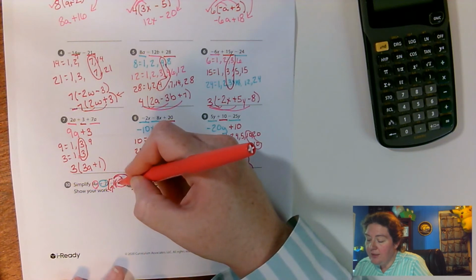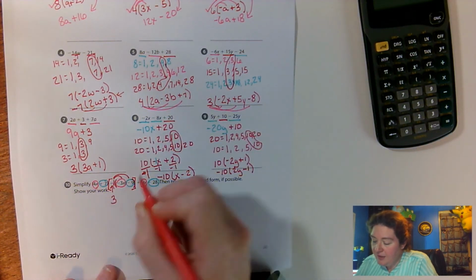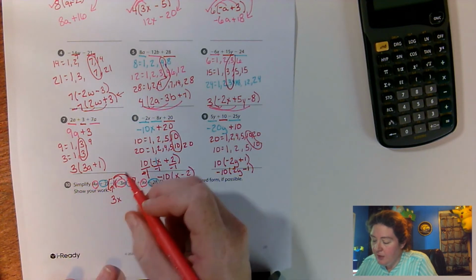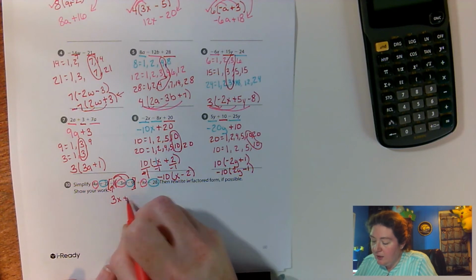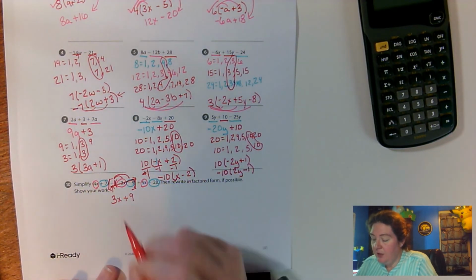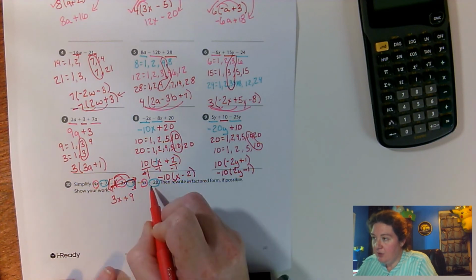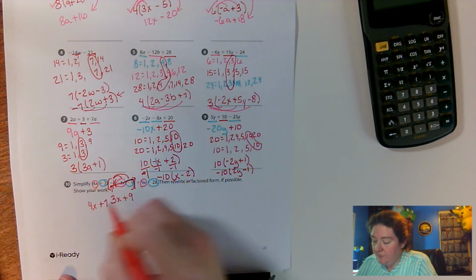Negative 1 times negative 3 gives me positive 3x. Negative 1 times negative 9 gives me positive 9. I'm done with that. I haven't touched anything else yet. So I'm just going to bring it down. This 3 is positive.